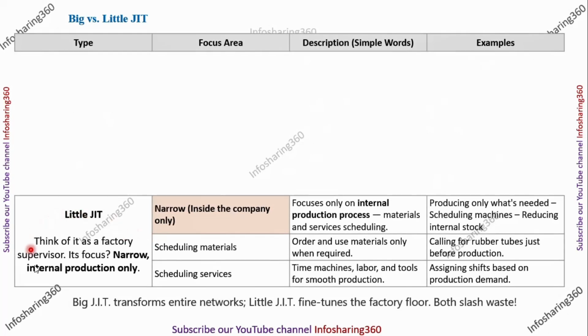Little JIT. Think of it as a factory supervisor. Its focus is narrow, internal production only. Examples: scheduling rubber tubes to arrive minutes before assembly, timing worker shifts perfectly for daily demand, zero internal stockpiles between machines. Big JIT transforms entire networks. Little JIT fine tunes the factory floor. Both slash waste.